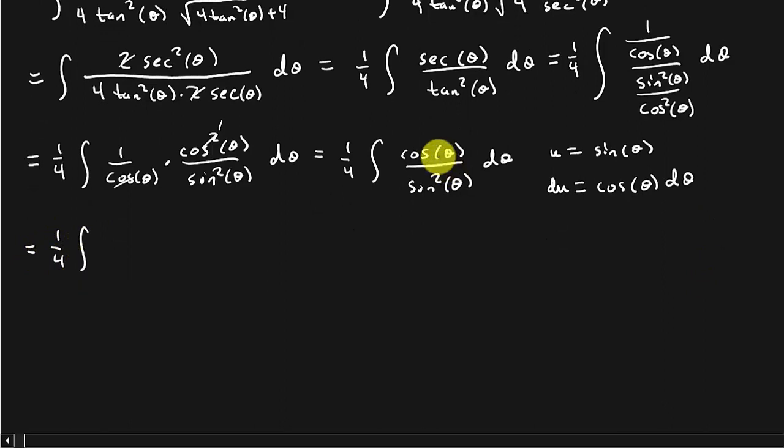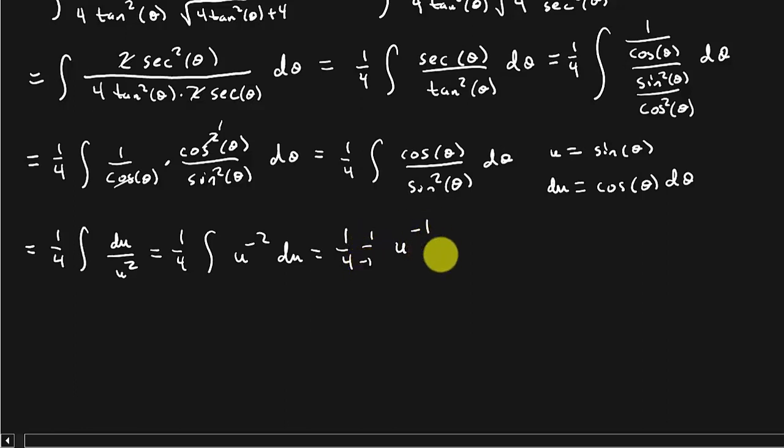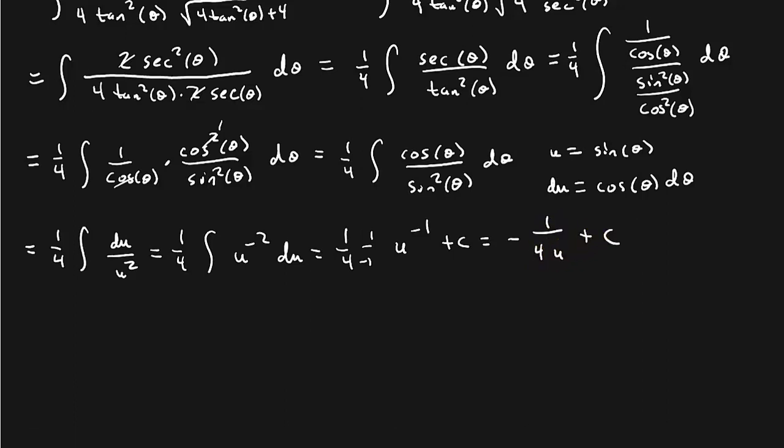And so I've got 1/4 integral. In the place of cosine d theta, I'm going to put du, and in the place of sine, I'm going to put u. So that's u squared. And so that's 1/4 integral u to the -2 du. And so that's 1/4 u to the -1 multiplied by the reciprocal of your new exponent, plus c. And so this is going to give me negative 1 over 4u plus c.